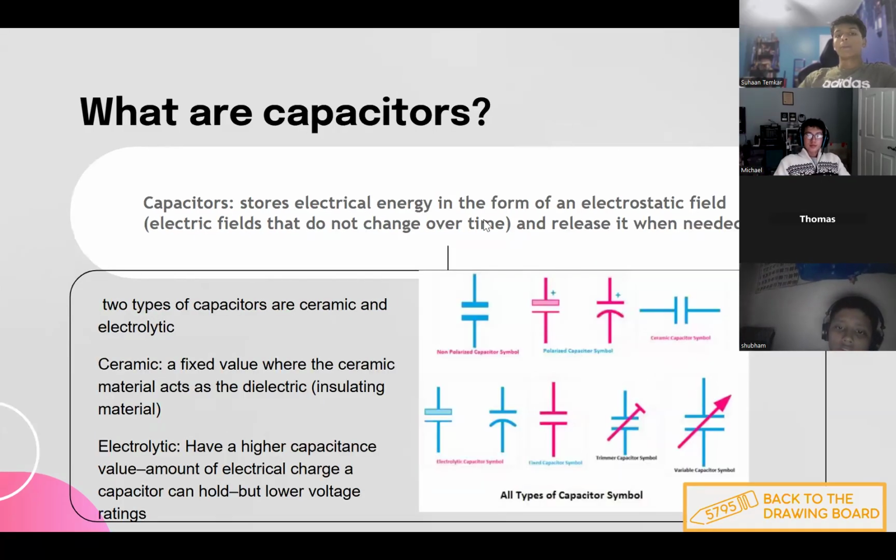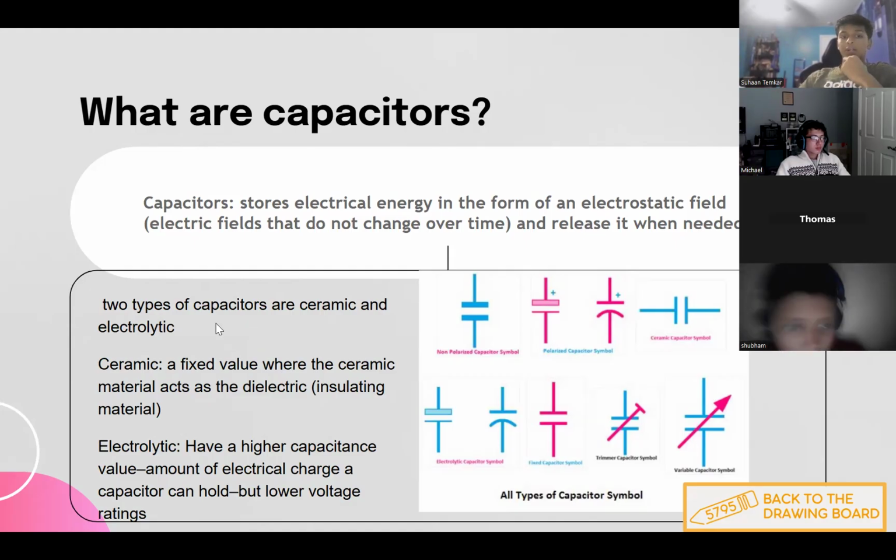Okay, so what are capacitors? Capacitors store electrical energy in the form of an electrostatic field, electric fields that don't change over time. So that's what an electrostatic field is, and release it when needed. So it's essentially something that just holds or stores electrical energy until it's needed.